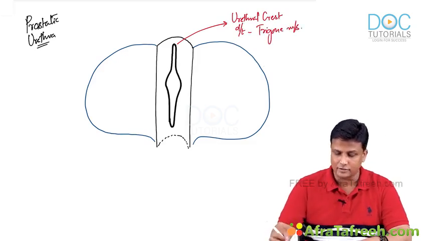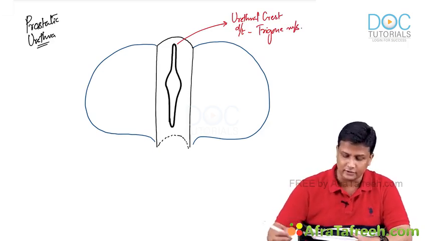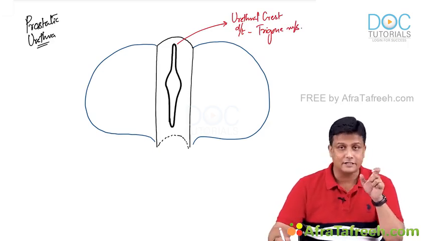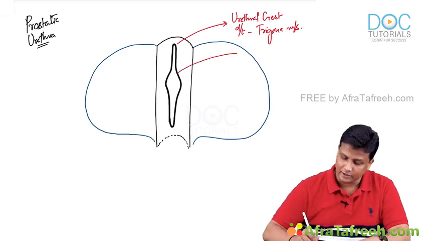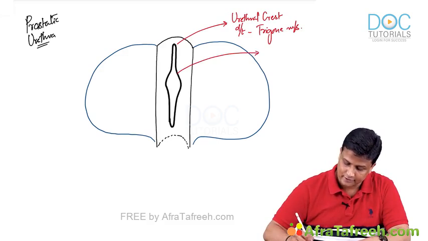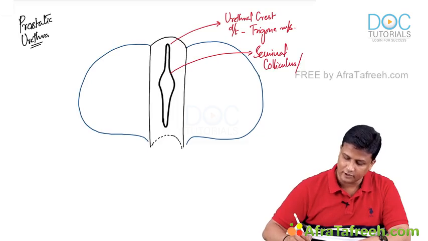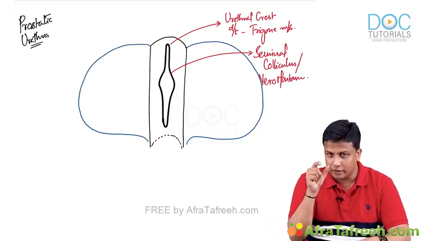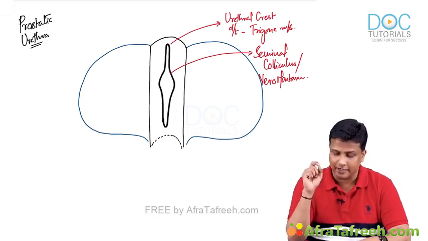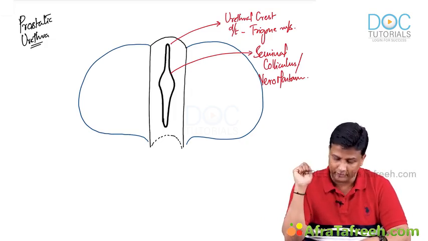The trigone of the urinary bladder does not end in the urinary bladder itself. It continues down into the urethra, and that forms the urethral crest. But in the middle part, you can see the urethral crest is wider. That wider part is known as the seminal colliculus, and the seminal colliculus itself is known as the veromontanum. So there is a urethral crest that becomes wider in the middle part, known as the seminal colliculus, also called the veromontanum.